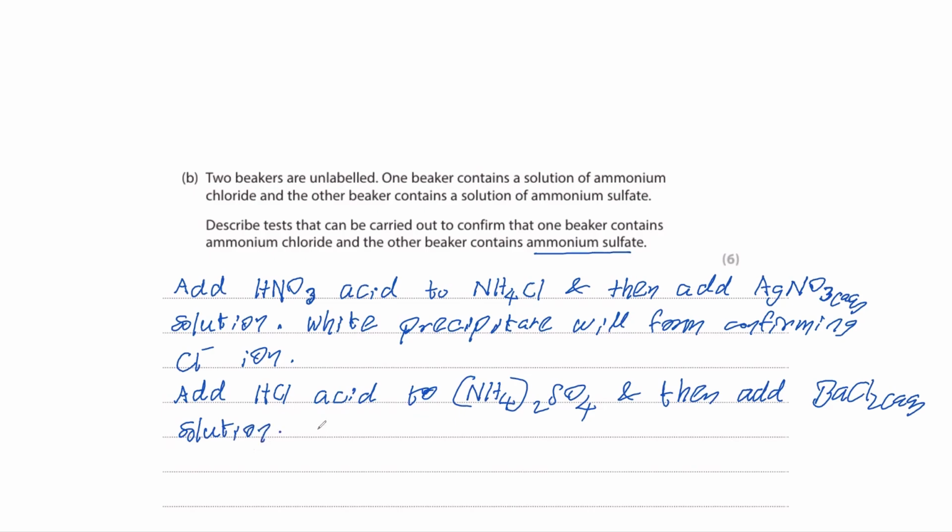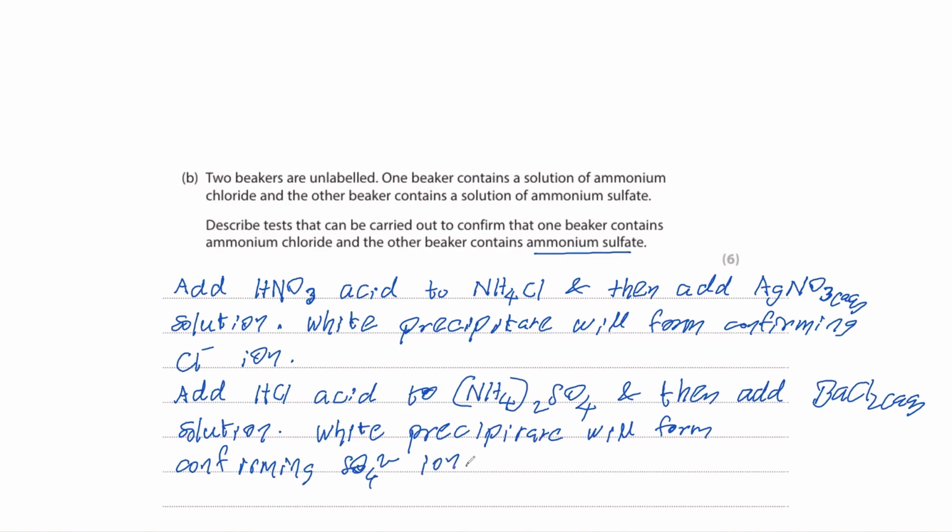Then what will happen? Again, you get a white precipitate. White precipitate will form, confirming sulfate ion. Okay, that's how we get the answer.